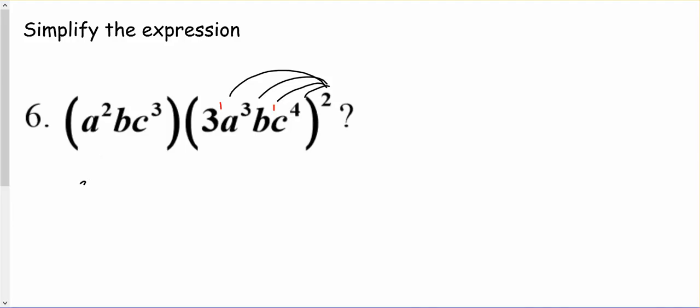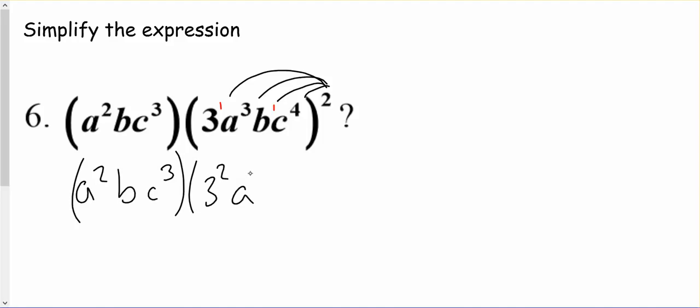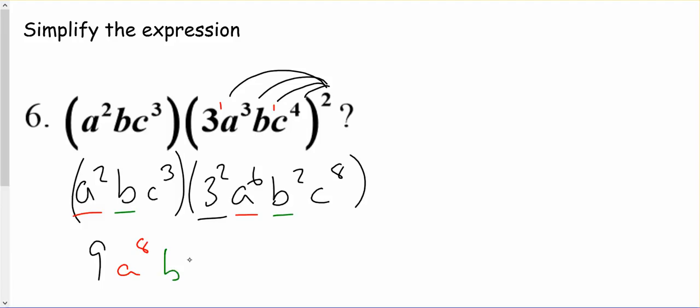So we'll rewrite the first part, a squared b c cubed, and this makes 3 squared a to the 6th b squared c to the 8th, because we're multiplying. 3 squared is 9, and then a squared and a to the 6th will make a to the 8th. b and b squared makes b cubed, and c cubed and c to the 8th will make c to the 11th.